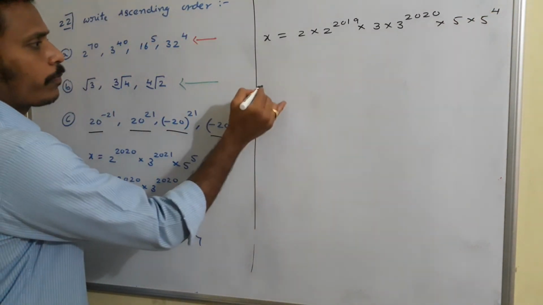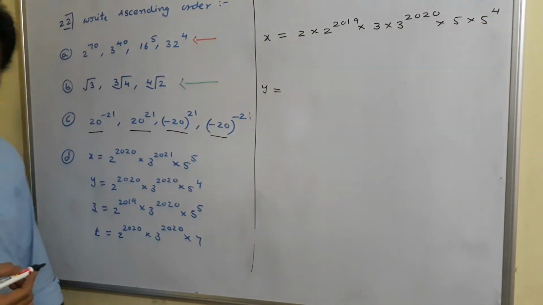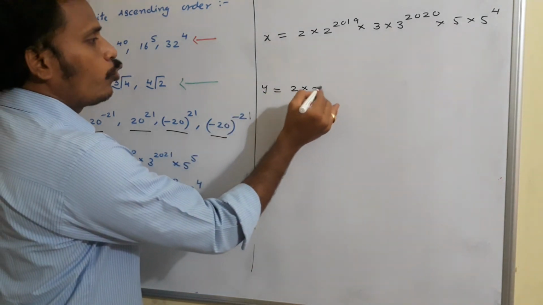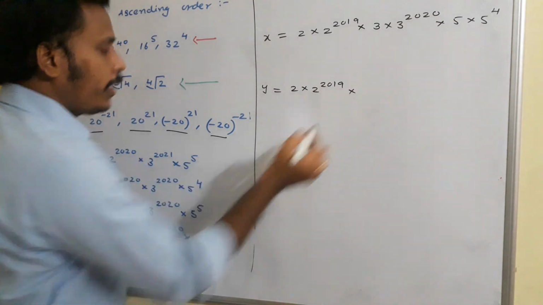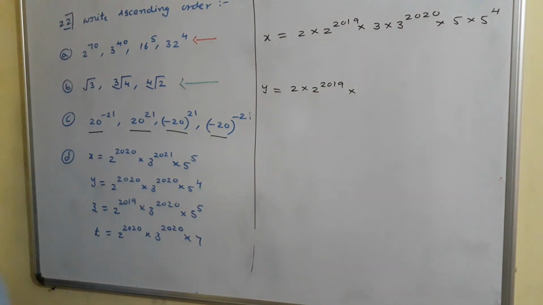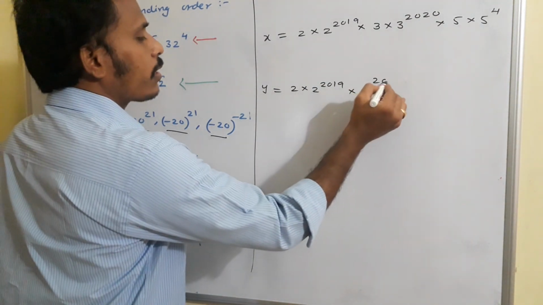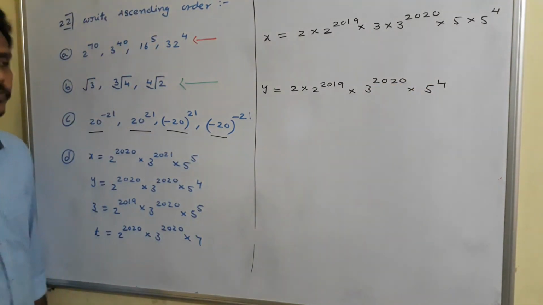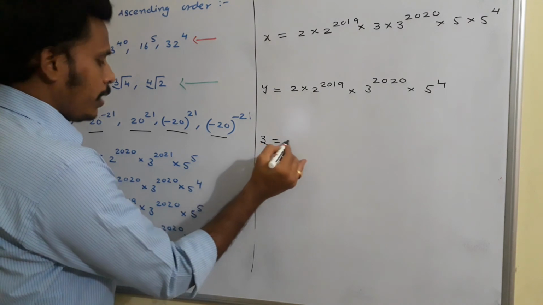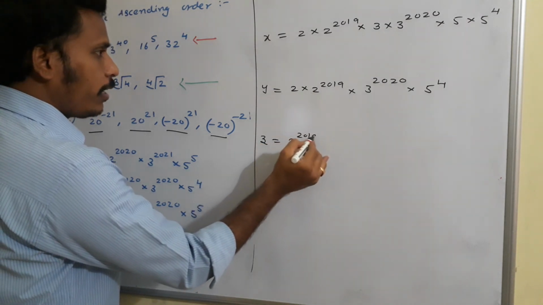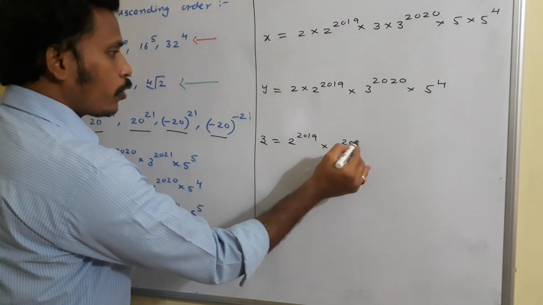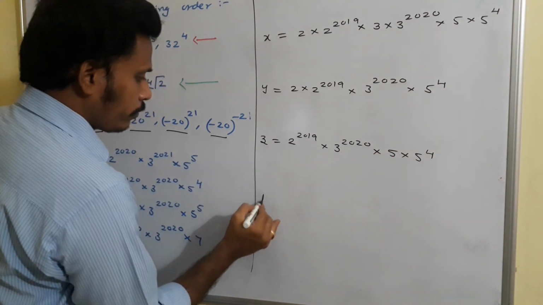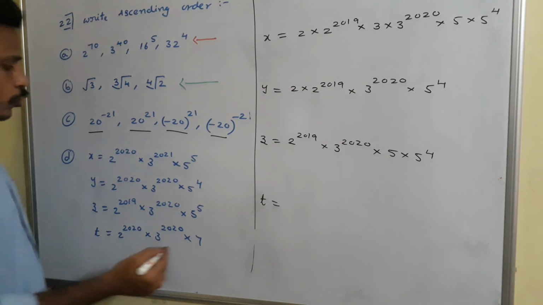Okay, this is x, and then you just think about y. What is y now? 2 power 2020, so again I will write 2 into 2 power 2019, and this is 3 power 2020, and this is 5 power 4. And then z. Here it is 2 power 2019 and 3 power 2020, and that is 5 into 5 power 4.